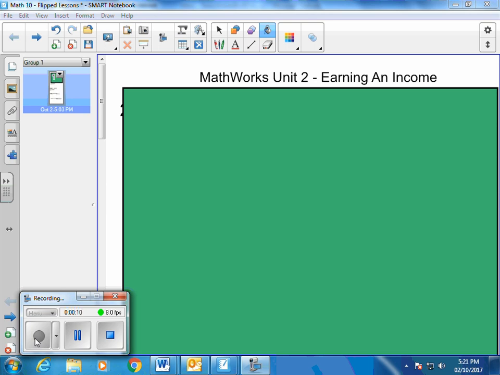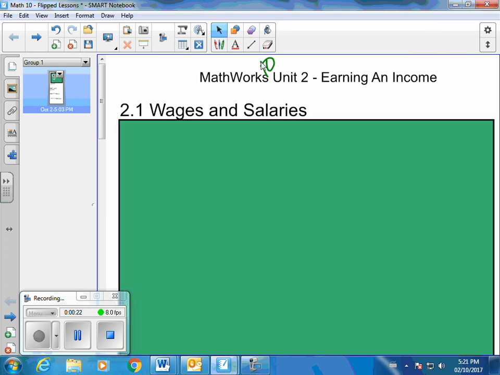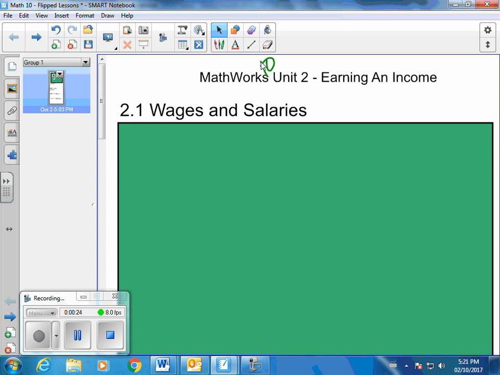But anyways, we are starting on Unit 2 in the MathWorks 10 textbook. I realize I forgot to put that up there. MathWorks 10, Unit 2, Earning and Income. And we are actually starting with wages and salaries.